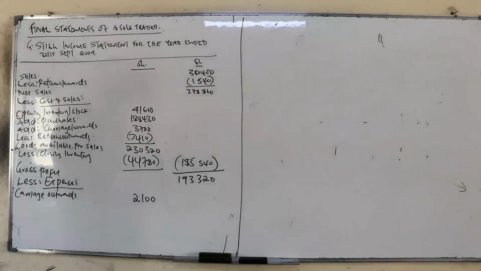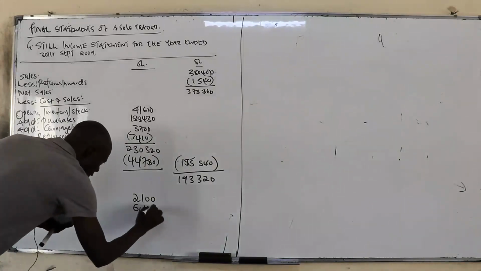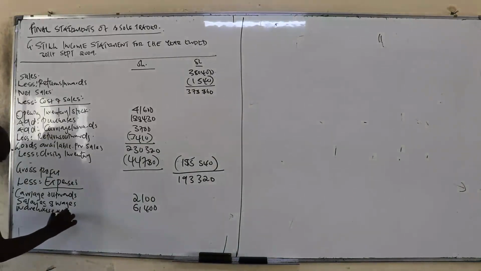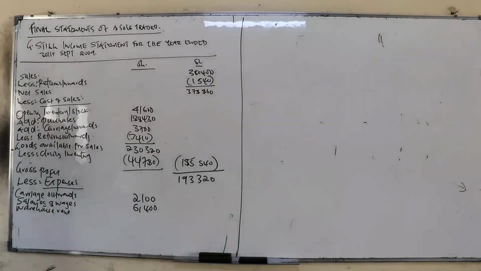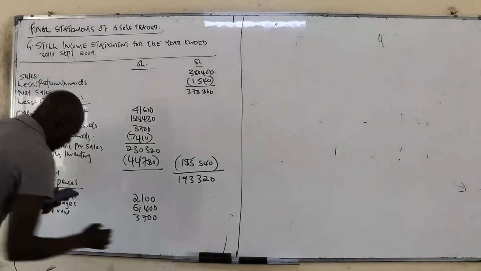So we are identifying expenses. Carriage inwards, we have dealt with it. Return inwards, return outwards, purchases, sales. And then we have salaries and wages. So write there salaries and wages. The amount is how much? 61,400. And then we have warehouse rent. Warehouse rent, 3,700.